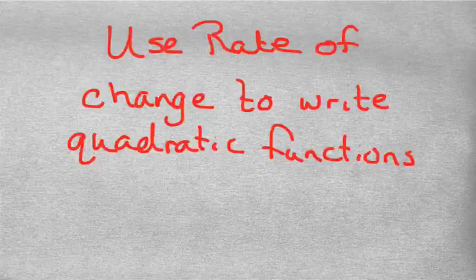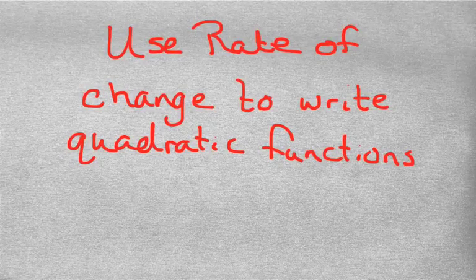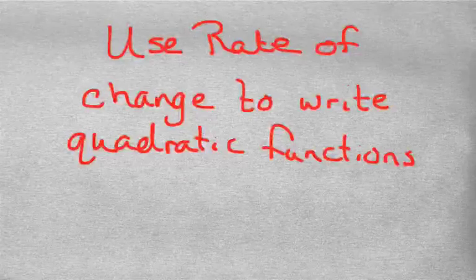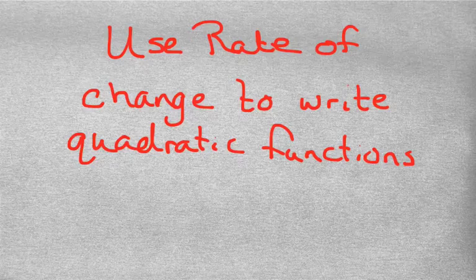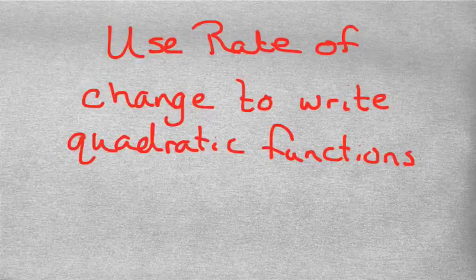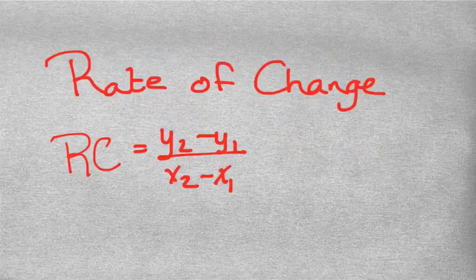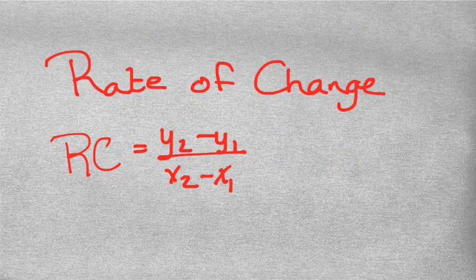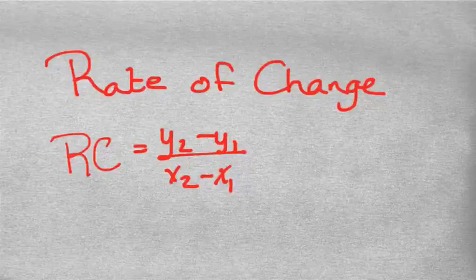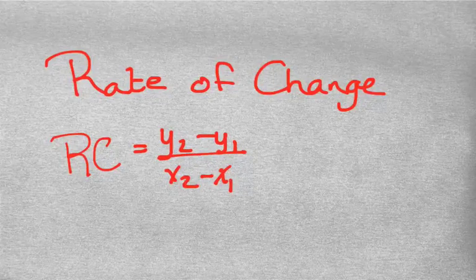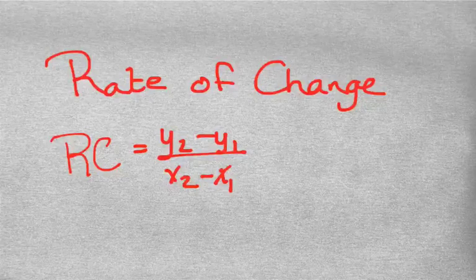We're going to use the rate of change to write quadratic functions. Also, I'm going to remind you of a few of the other things, like domain, range, axis of symmetry, and using the vertex to write the equation. So let's look at what the rate of change is. The rate of change is what we're going to use to help us identify a in the quadratic formula. We're looking at the first step away from the vertex, either to the left or the right.